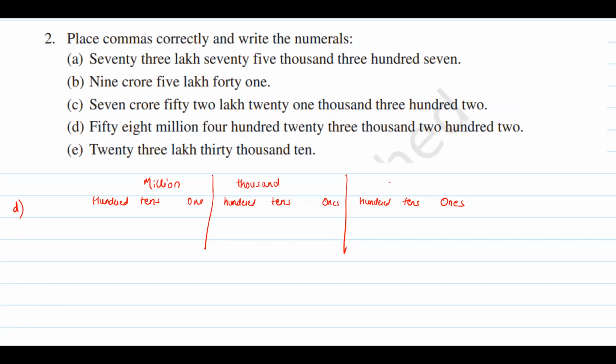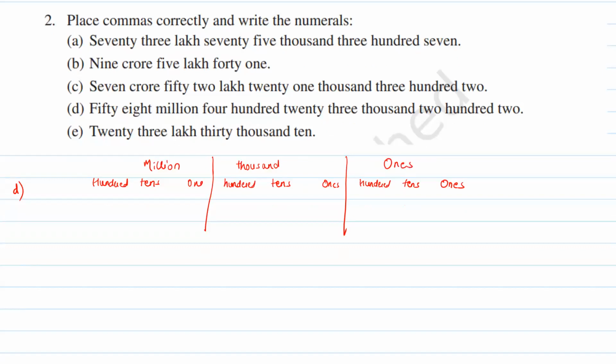Yes, this one is the ones period. So we will write it down. It is 58 million. That means 58 million 423,000, 423,202. So that is our number, 58,423,202. This is the D part.